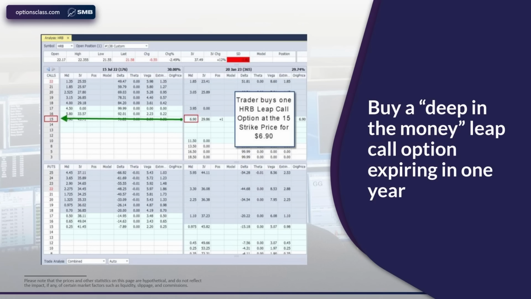Instead of buying 100 shares of HRB, which he can't do anyway because of his capital constraint, he pulls up an options chain expiring a year later on January 20th, 2023, which would be regarded as a LEAP options chain. He went ahead and bought a call at a strike price of 15, which is a price very far below the current price of $21.58, and is therefore considered what options traders call a deep in the money call option because of how far below the current price its strike price is.